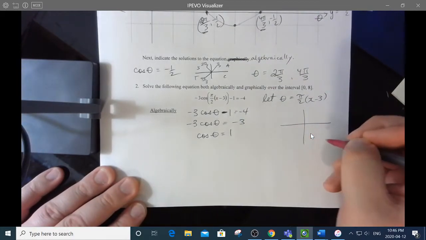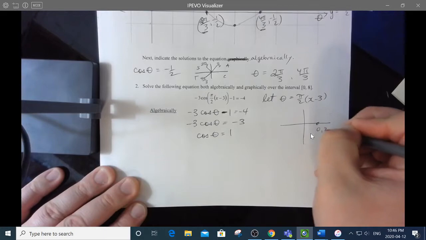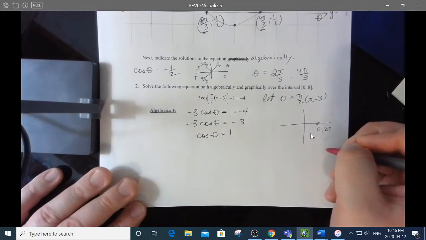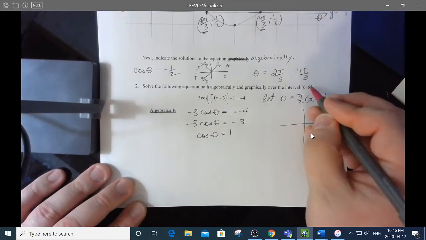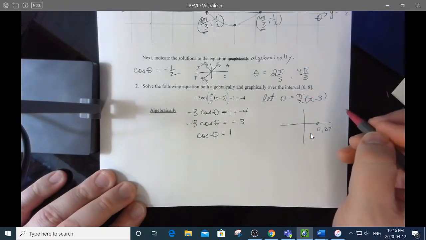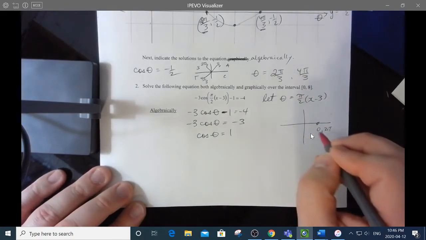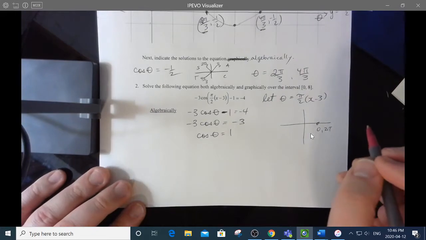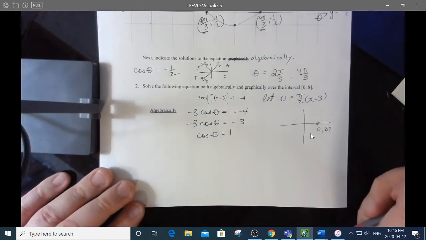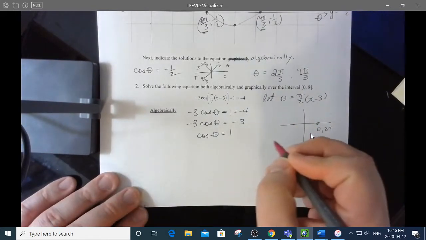When is cosine equal to 1? Well, that happens here at 0 and 2 pi. I'm supposed to go between the interval of 0 to 8. But remember, that's the interval for x. So just keep in mind that I can't go past 0 on the left or 8 on the right, algebraically or graphically.